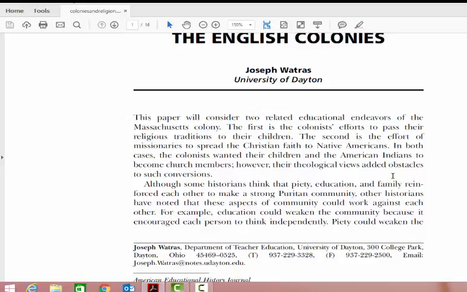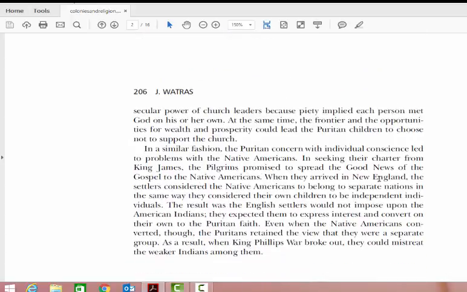It says right here, for example, education could weaken the community because it encouraged each person to think independently. And that's one of the arguments the article makes, that education really wasn't something that the English really wanted, because it could actually weaken the colonies. As we scroll down here, I'm just going to go through my notes and show you some things that I saw when I read this.